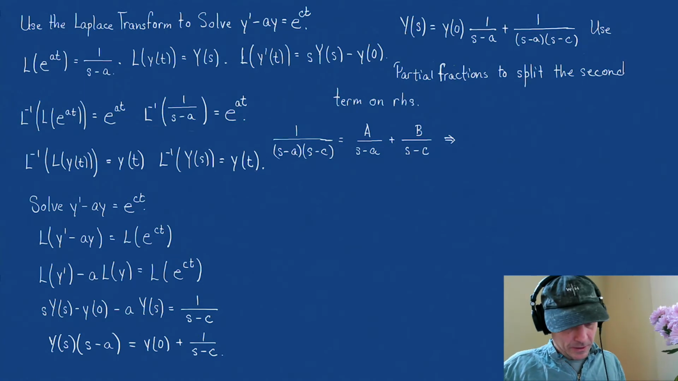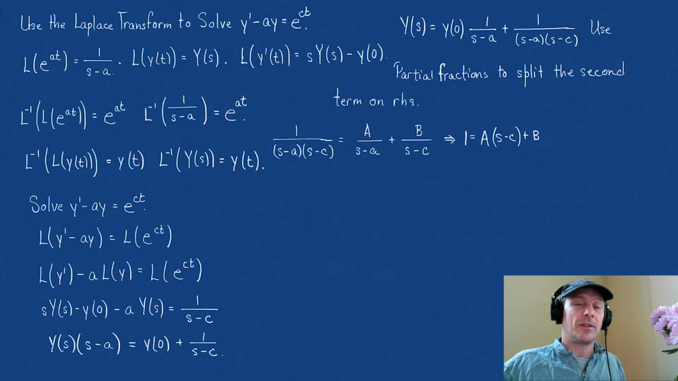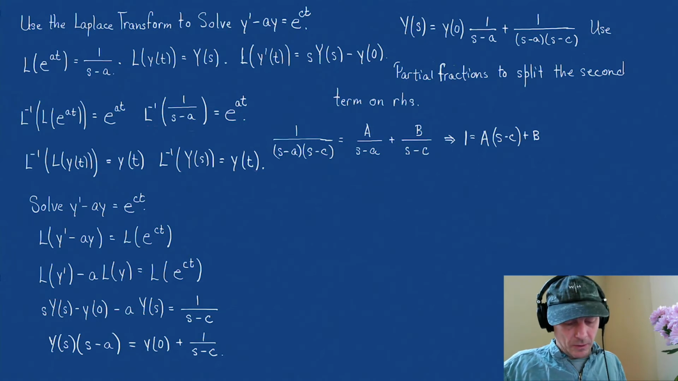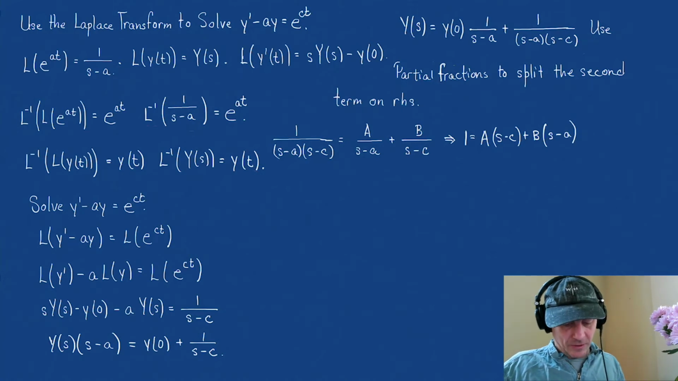And you get a 1 on the left-hand side. And then the s minus a's will cancel, so we'll have an a times s minus c plus b times s minus c will now cancel. So we're going to pick up s minus a.